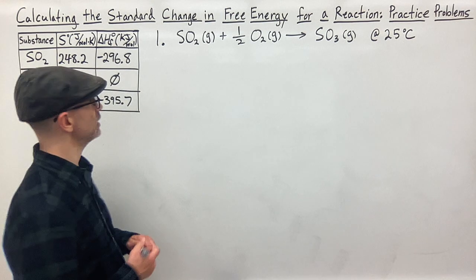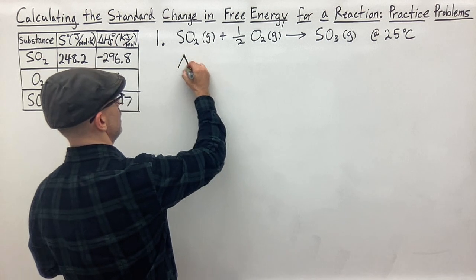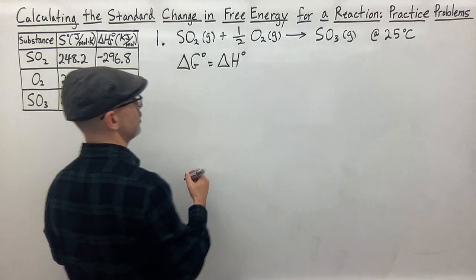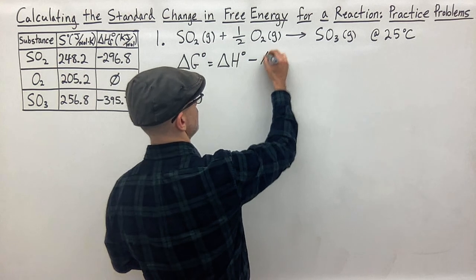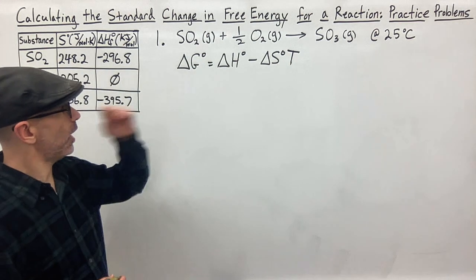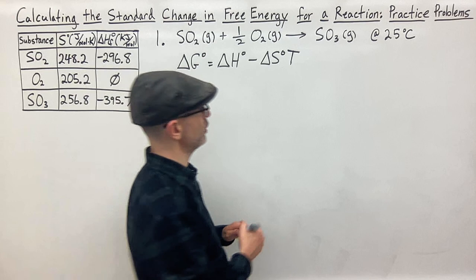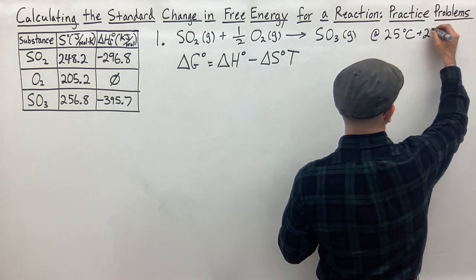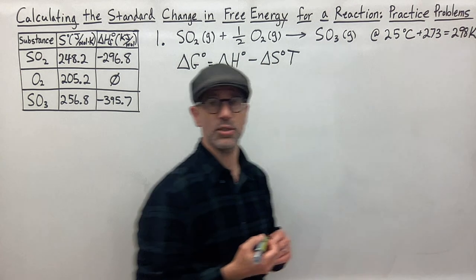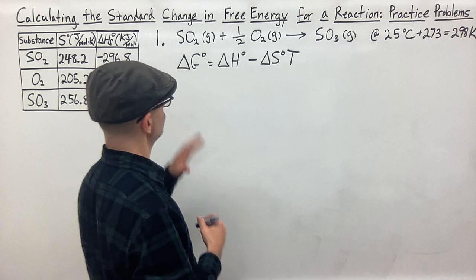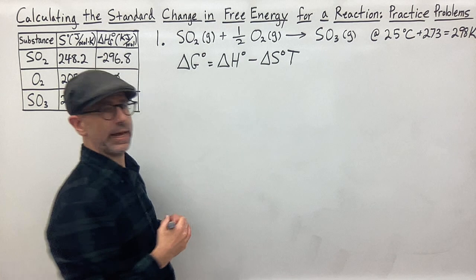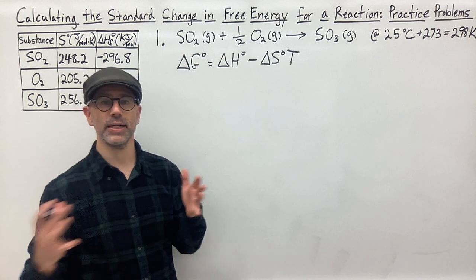The equation that I just mentioned is this one right here. Delta G, the standard change in free energy, is equal to the standard change in enthalpy of the reaction minus the standard change in entropy multiplied by the temperature. The first thing we want to do is make sure our temperature is in Kelvin. So you're going to add 273 to this, and that's going to be equal to 298 Kelvin. So there's our temperature in Kelvin. Now we're going to calculate separately the standard enthalpy change and the standard entropy change, using the sum of products minus the sum of the reactants.